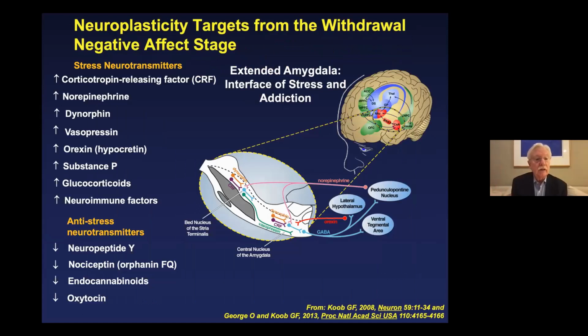And so what I've said is that there are neurotransmitter systems that get recruited in the stress system to drive alcohol use disorder. They converge on the central nucleus of the amygdala. I've talked about CRF and dynorphin, but also norepinephrine, vasopressin, hypocretin, substance P. I talked about glucocorticoids, but also a burgeoning area of interest is in neuroimmune factors that can interface with this neurocircuitry. And I haven't talked about the fact that there are buffers, stress buffers, homeostatic buffers, if you will, neurotransmitters such as NPY, nociceptin, endocannabinoids, yes, endocannabinoids, and oxytocin that may also become dysregulated. So if you can imagine stress transmitters being activated and anti-stress neurotransmitters being inhibited, you have a powerful dysregulation of the stress axis in the brain.